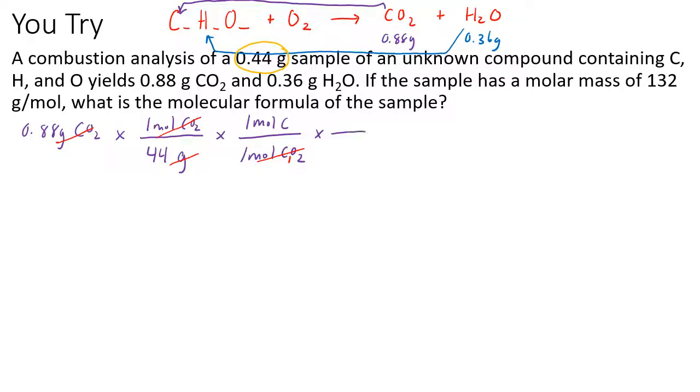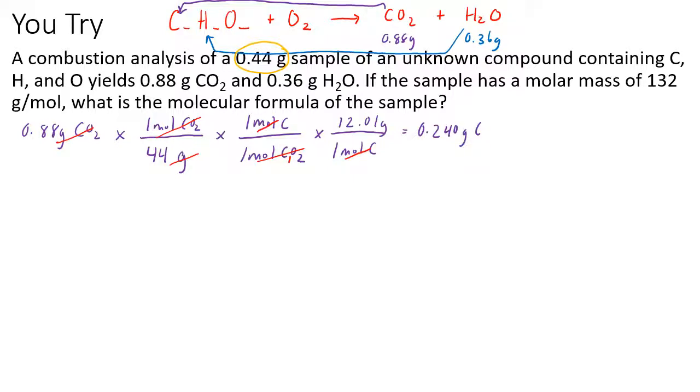We're going to want to figure out what the mass of our carbon is, though. So 1 mole of carbon is about 12 grams. Now our moles of carbon will cancel. And our grams of carbon is going to be 0.240 grams.